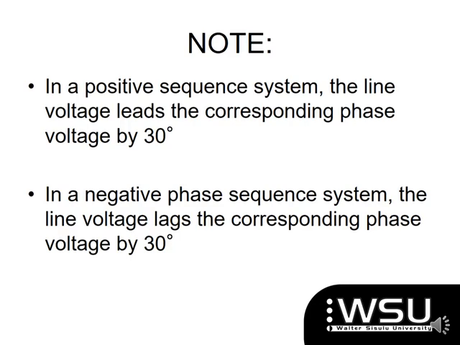As the last slide on this lesson, I just want us to note this that is now different. That in a positive phase sequence, which is your ABC phase sequence, your line to line voltage will lead your corresponding phase voltage by 30 degrees. Whereas in a negative phase sequence, your line to line voltage will be lagging your corresponding phase voltages by another 30 degrees. Thank you.